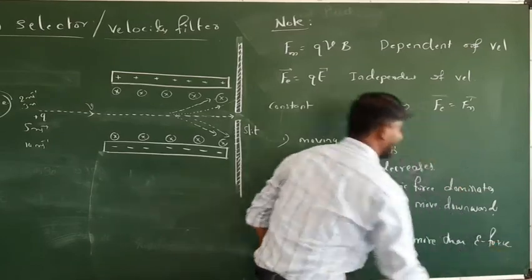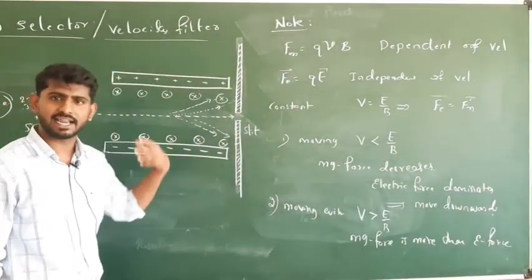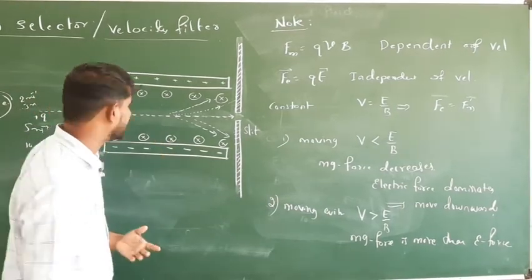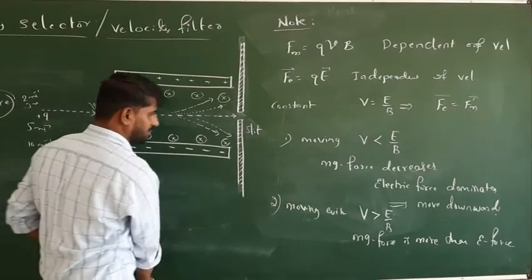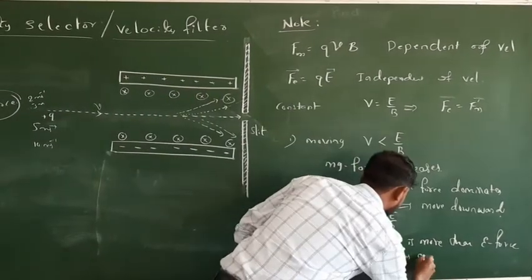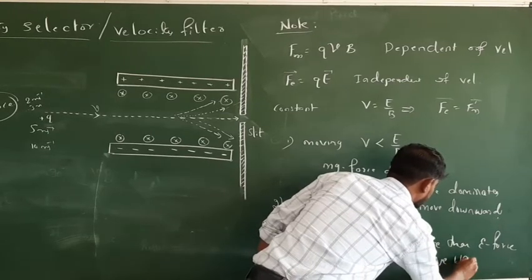Magnetic force is more than electric force. Then the charged particle starts to move in the magnetic force direction. What direction is the magnetic force? As per Fleming's left hand rule, upward. So now the charged particle starts to move upwards.